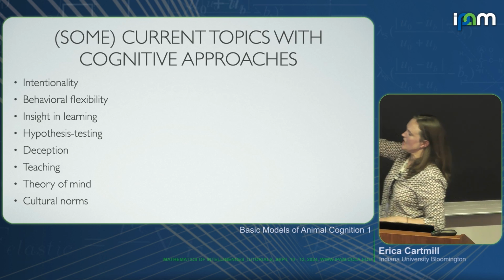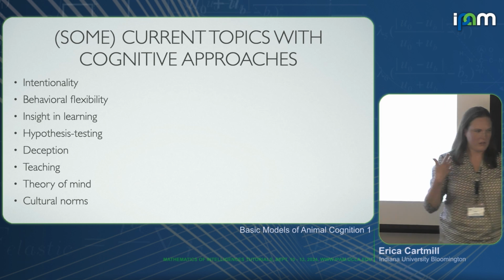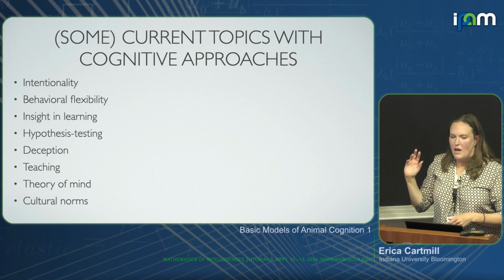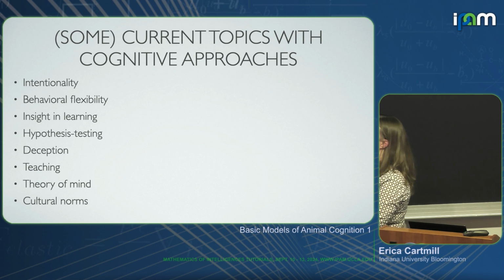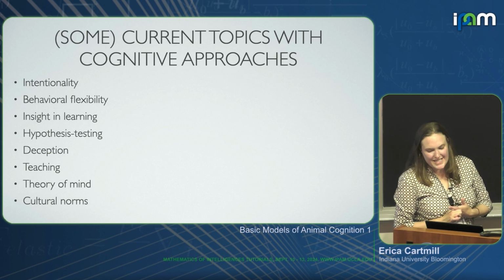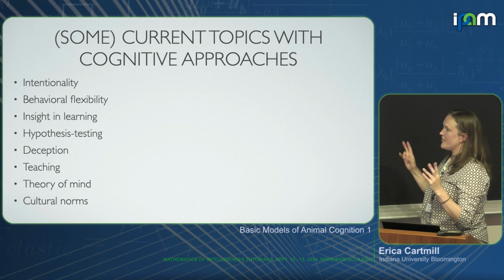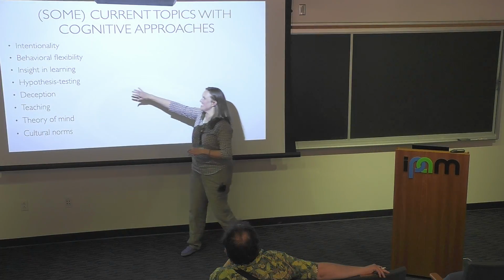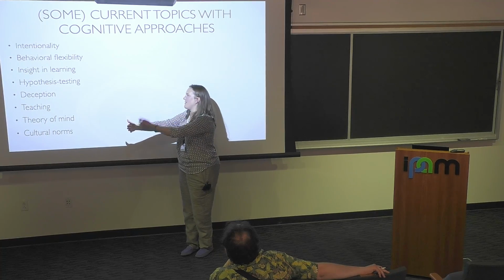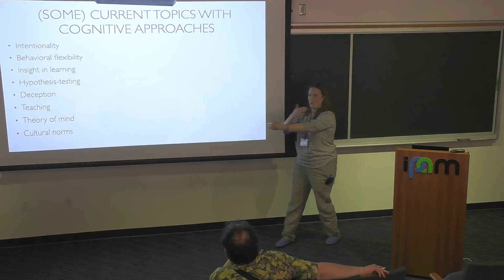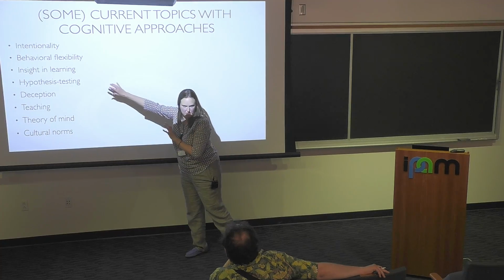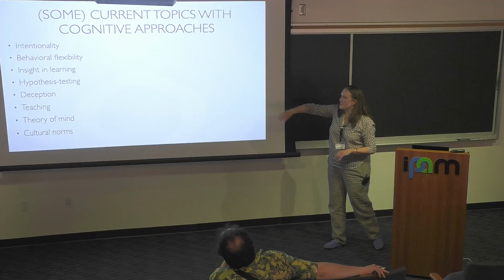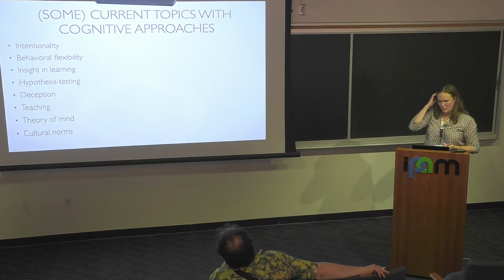So I'm going to come back to some of these in my later lectures. I put some in parentheses because there are obviously many, many current topics with cognitive approaches, but some of the ones that I want to highlight are thinking about intentionality of actions, behavioral flexibility, whether there's insight in learning, and actively hypothesis testing. That does not mean what we might mean in this space. Hypothesis testing really just means you have an idea about something and you are sampling the environment in a way to either confirm or disprove that hypothesis. So maybe that is what we mean, but a rat isn't doing that scientifically. Also deception, teaching, theory of mind, and then violation or policing of cultural norms.